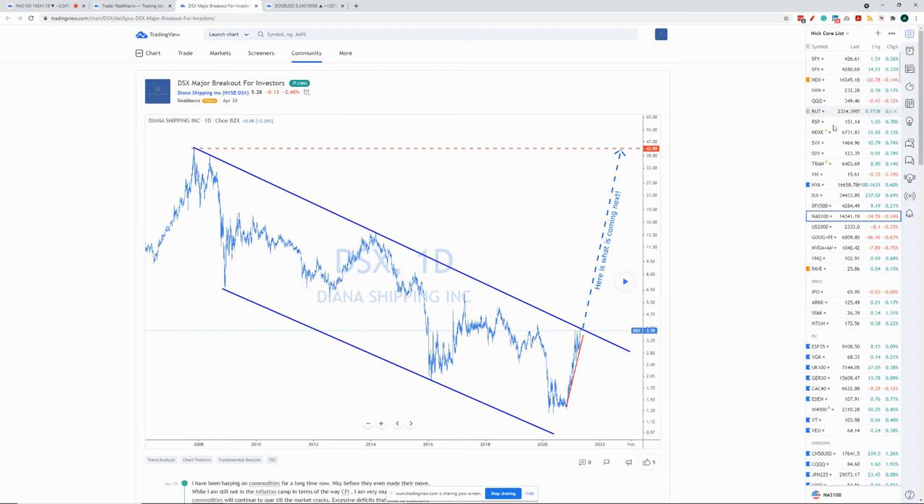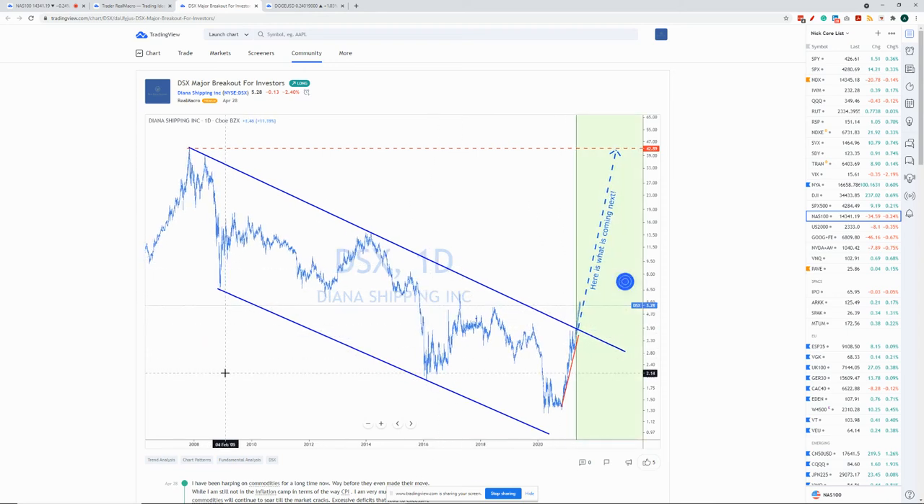Shipping costs start to rise. Some people are going to blame supply chains. Sure, there are some supply chain problems, but it's kind of like, oh, look at lumber. Lumber is down, inflation is over. Meanwhile, the CRB index is sky high. So be careful with that stuff.